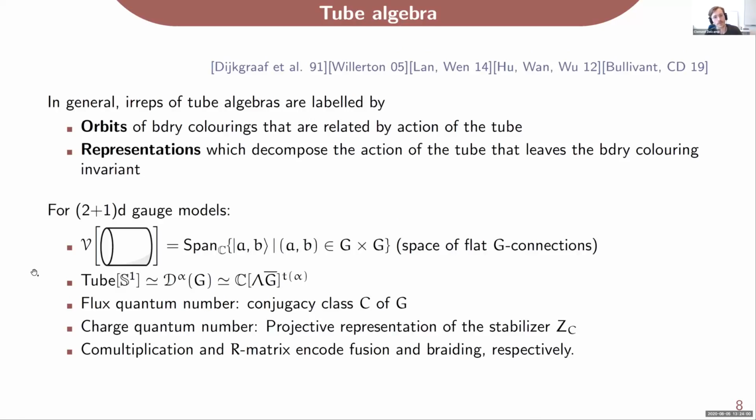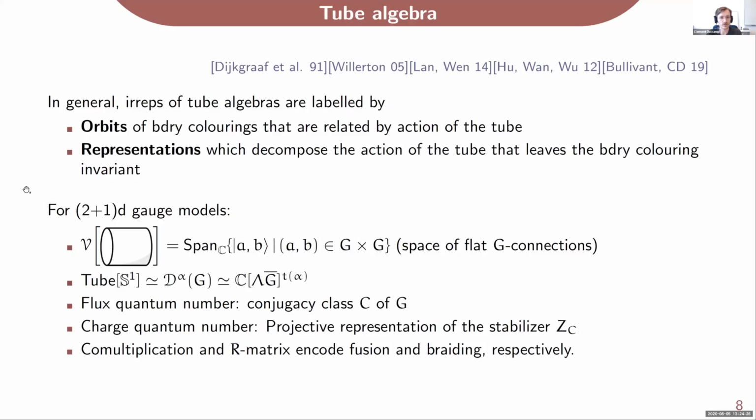Okay, so once we have a tube algebra, in general, the irreducible representations of these tube algebras can be labeled by two elements. An orbit, which is an equivalence class of boundary colorings that are related by the action of my tube, and a representation which decomposes the action of the tube that leaves the boundary coloring invariant.